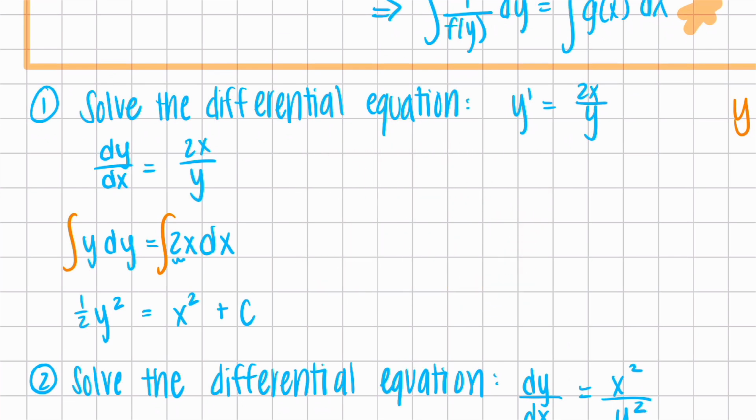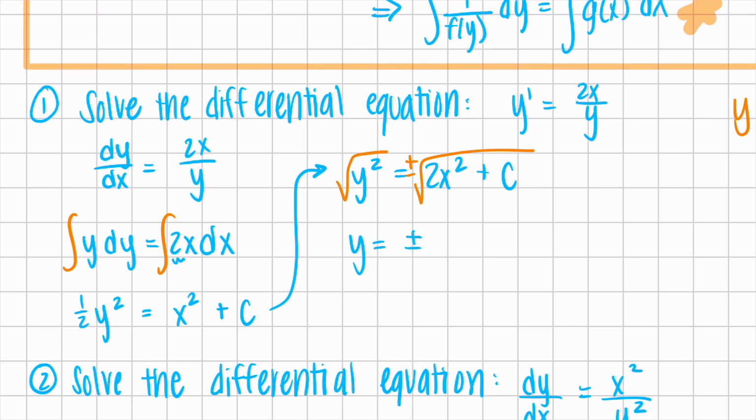Now that we've integrated, we want to isolate the y. So I'm going to start by multiplying both sides of the equation by 2. We get y squared equals 2x squared plus 2c. Kind of the same concept as before. 2 times a constant is still just some constant. So I'm going to just leave this as a c. Next step is I'm going to square root both sides. I'm square rooting both sides, so I need to insert a plus or minus. We get y equals plus or minus the square root of 2x squared plus c. And that is our answer.